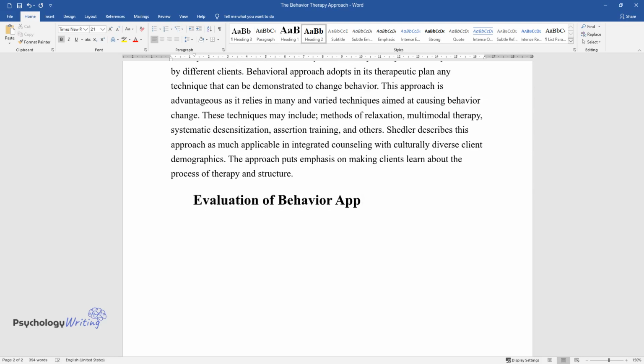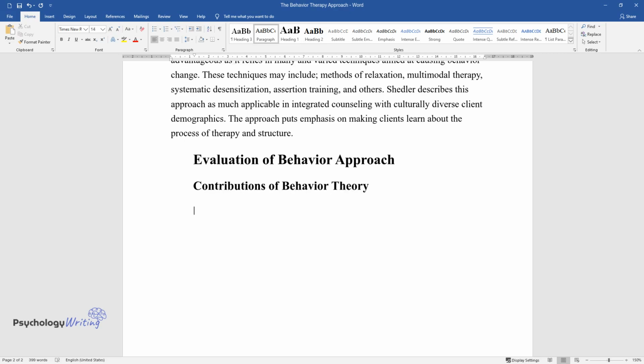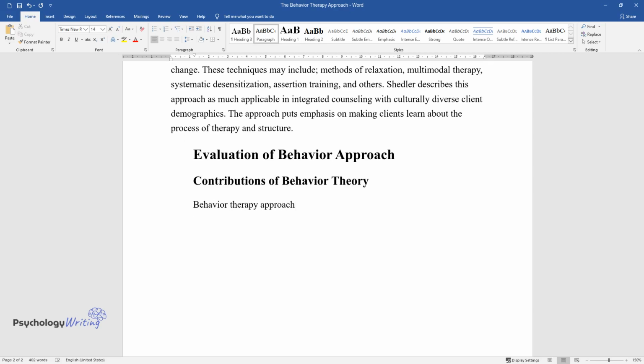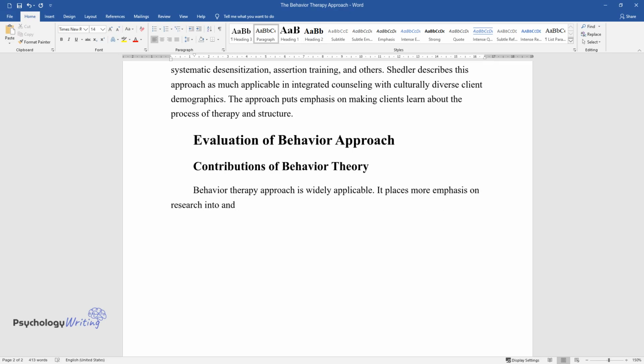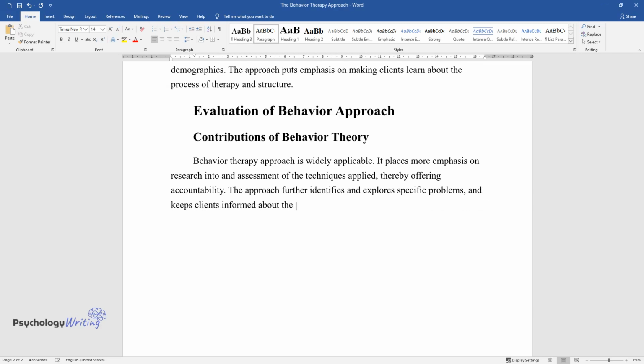Evaluation of behavior approach. Contributions of behavior theory. Behavior therapy approach is widely applicable. It places more emphasis on research into an assessment of the techniques applied, thereby offering accountability. The approach further identifies and explores specific problems, and keeps clients informed about the therapeutic process and the expected gains.